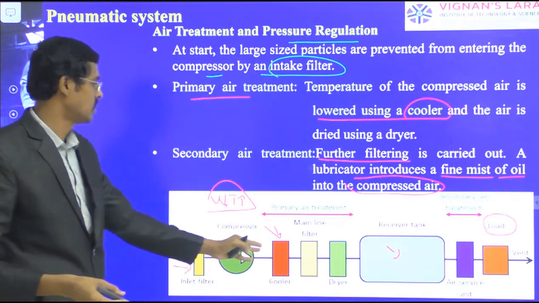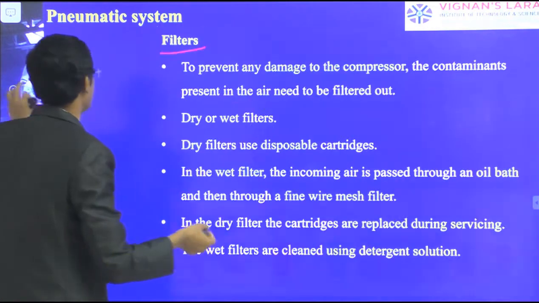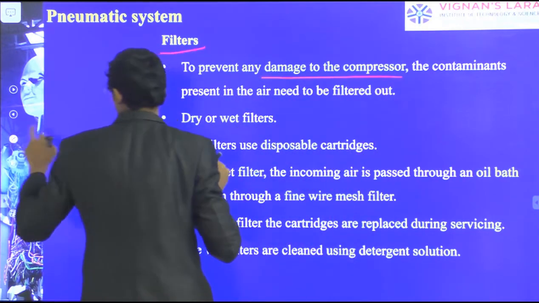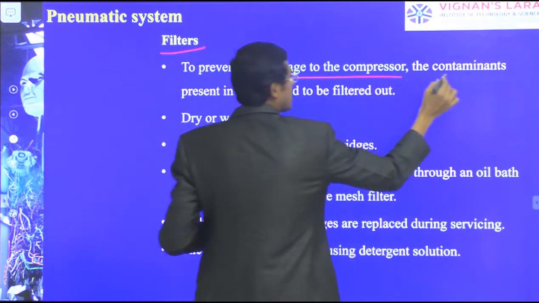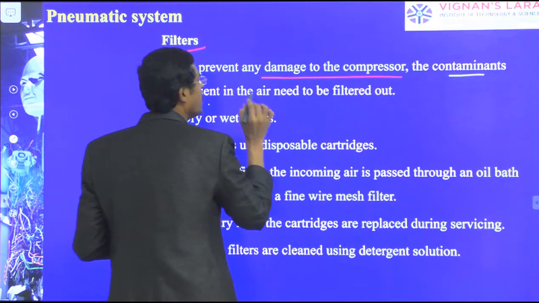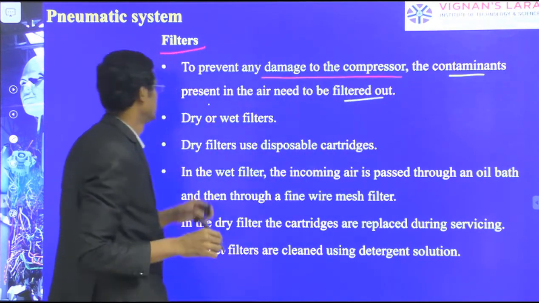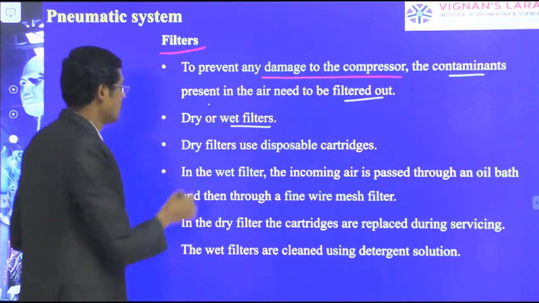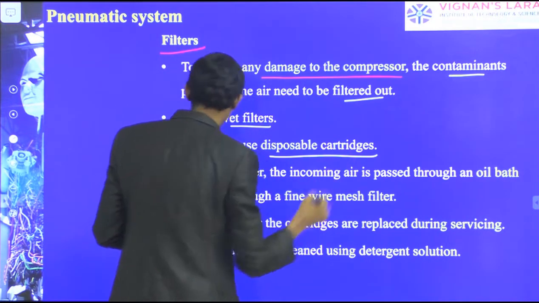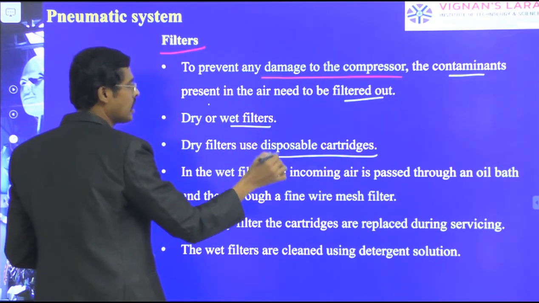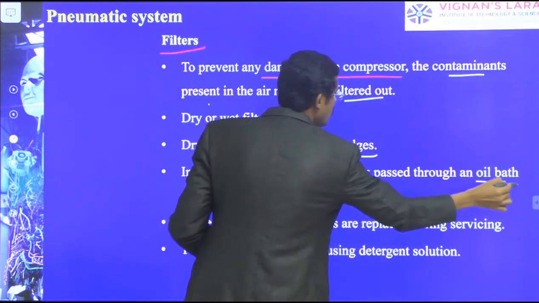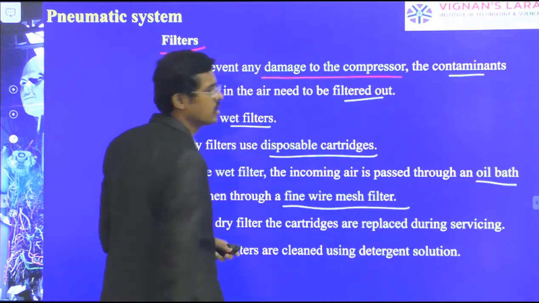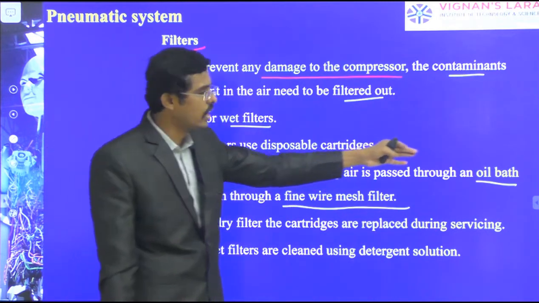So for the filters and then the dryers, we will elaborate a little bit. To prevent any damage to the compressor, the contaminants present in the air need to be filtered out. Dry or wet filters can be used. Dry filters use disposable cartridges. In the wet filters, the incoming air passes through an oil bath and then through fine wire meshing filters. First we go through the oil bath.